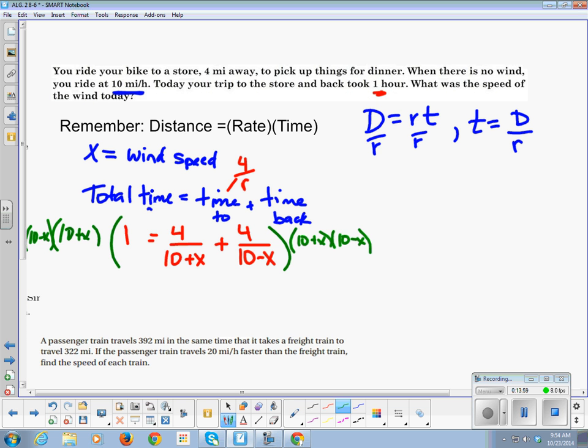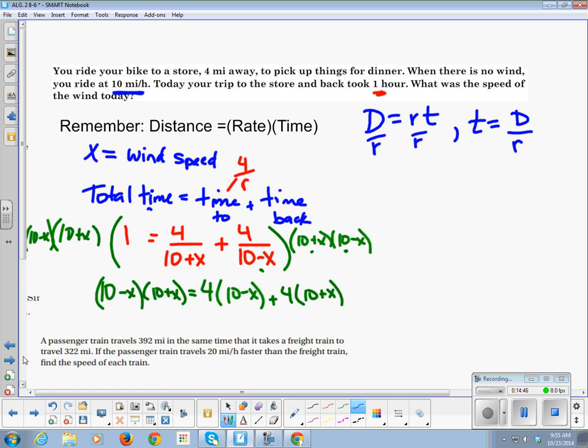So when that happens, 1 times 10 plus x, 10 minus x is 4 over 10 plus x times 10 plus x, 10 minus x. The 10 plus x's cancel and you get 4 times 10 minus x. 4 over 10 minus x times 10 plus x, 10 minus x. The 10 minus x cancels and we get 4 times 10 plus x. Alright, so we're going to simplify, combine like terms, solve. Everything we know is the right thing to do for these problems.